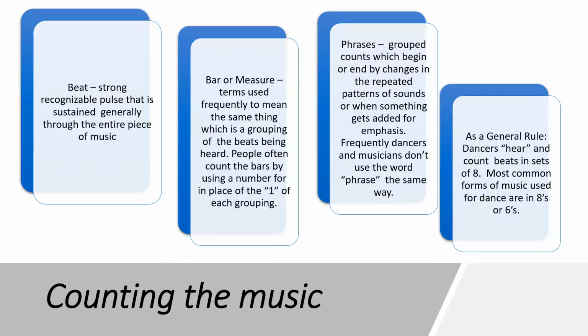Beat is that strong, recognizable pulse. The bar or the measure are the little groupings. Phrases are the larger groupings, and we as dancers sometimes use that term a little bit differently than the way our musician friends do. And I did add as a general rule that dancers hear the counts and beats in the music in sets of 8, because most common forms of music that are used for dance are in 8s or often can be in 6s.